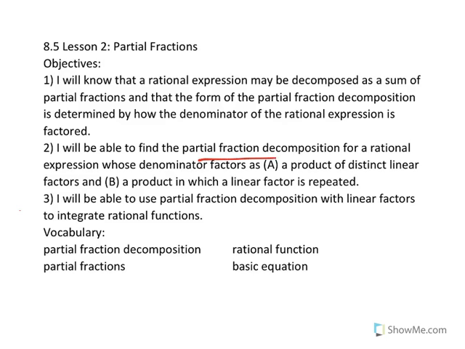Today we looked at examples in which the partial fraction decomposition took different forms. The form of the partial fraction decomposition was determined by how our denominator factored. And in one example, we had a product in which a linear factor was repeated when the denominator was factored. And in the other examples, we had a product of distinct linear factors. And depending on how the denominator factors, you will have different forms of the partial fraction decomposition. And then we were able to use partial fraction decomposition with linear factors to integrate rational functions.